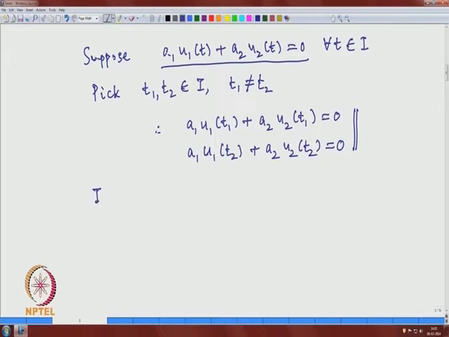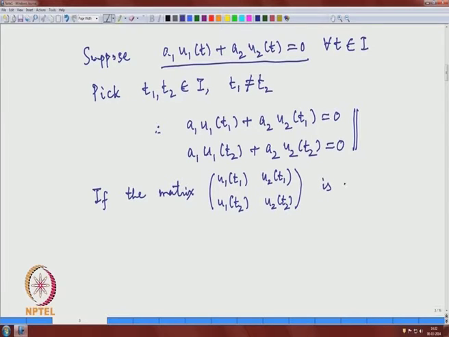So, here is a sufficient condition: if the matrix u1(t1), u2(t1), u1(t2), u2(t2), which is the coefficient matrix, is non-singular, then it follows that, because these are two homogeneous equations and the determinant is non-zero, that matrix is non-singular, it has only the trivial solution a1 equal to a2 equal to 0.